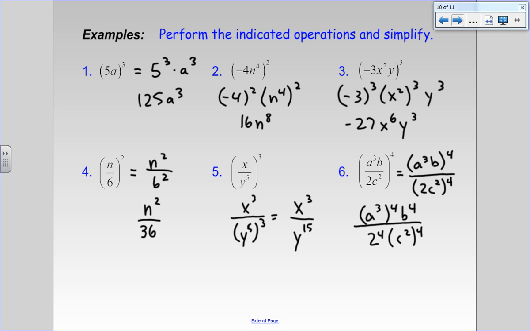Lastly, we can apply the power rule. So we have a to the 12th, b to the 4th in the numerator. In the denominator, we have 2 to the 4th, 16, and c squared to the 4th would be c to the 8th. So our answer is a to the 12th, b to the 4th, over 16 c to the 8th.